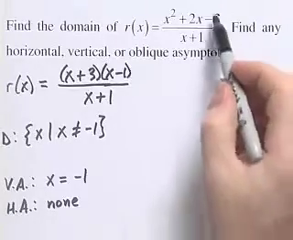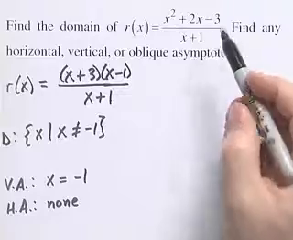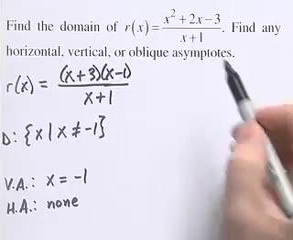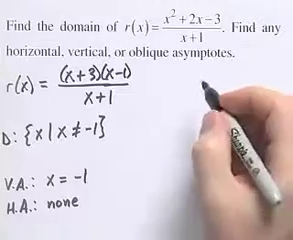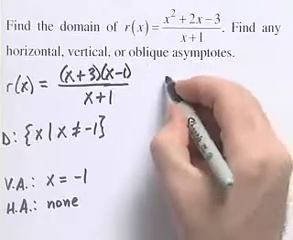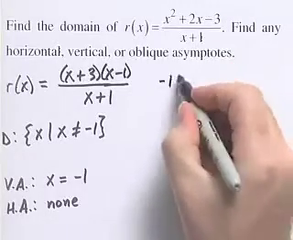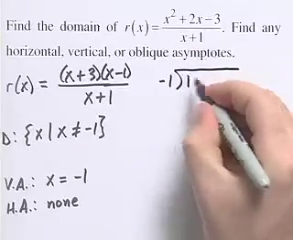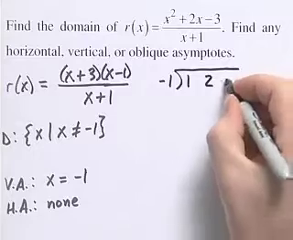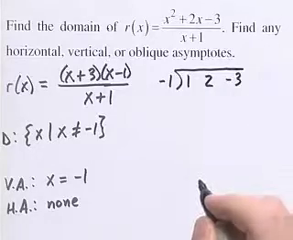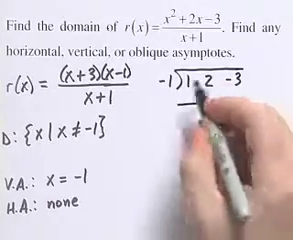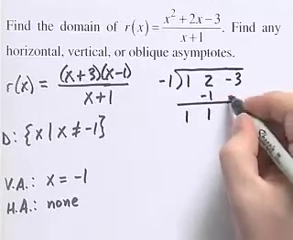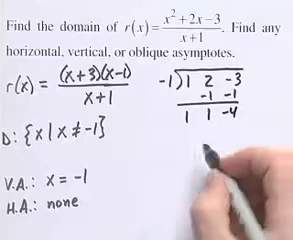To determine that, we actually have to do this division. We can either do long division or we can use synthetic division because we're dividing by a linear expression. Go ahead and use synthetic division here. And we're going to use c equals negative 1. We'll put in our coefficients, 1, 2, and negative 3. Drop down the 1, multiply and add, multiply and add.